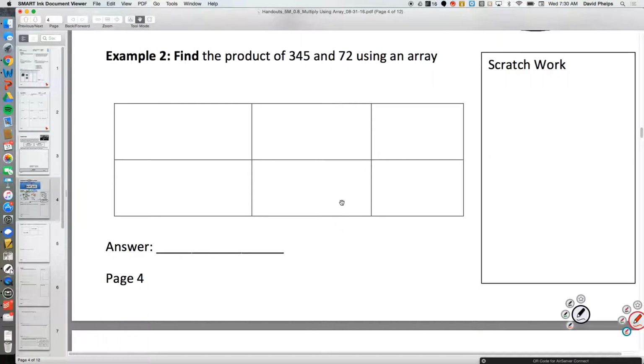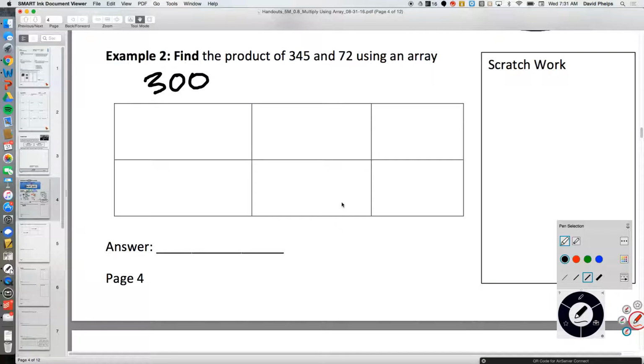Example 2. Find the product of 345 and 72. Oh my goodness, we got a triple digit number. It works the exact same way. Everyone, don't freak out, it's okay. 345, break that into 340 and 5. On the left side, 72 becomes 70 and 2. It's the same process, just with one more column. I did forget to circle product there and put times so I know my operation.